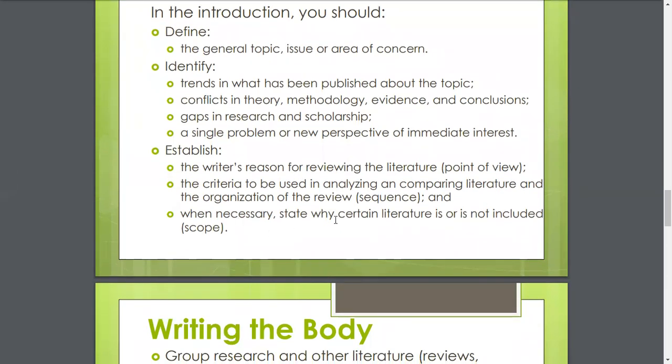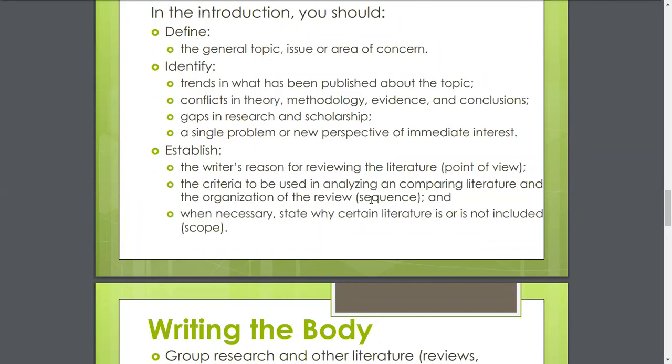And this part right here is the one that you're going to take into account to establish, number one, the writer's reason for reviewing the literature. So your point of view. The criteria to be used in analyzing and comparing literature and organization of the review. So have a sequence between the first study and the second study if you're going to do it in that way.